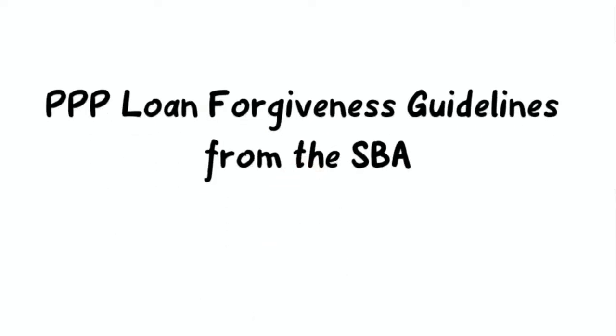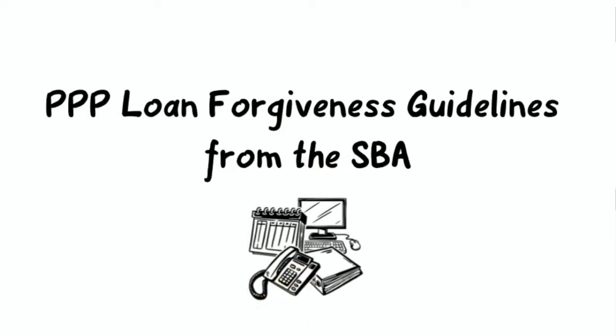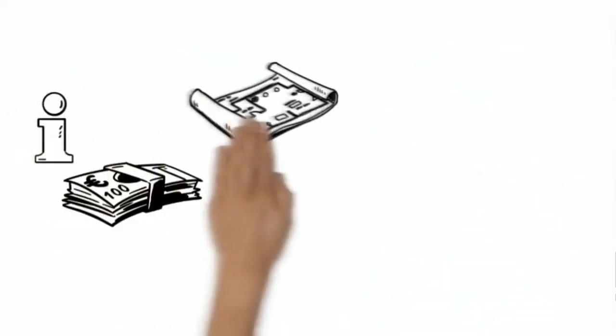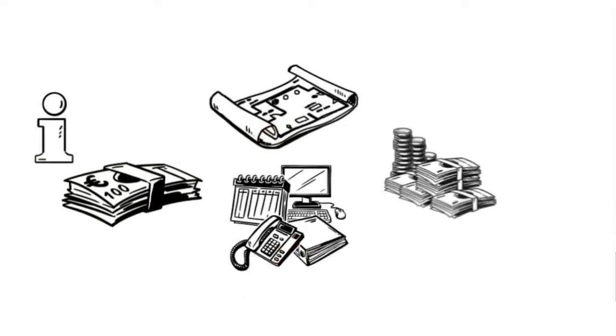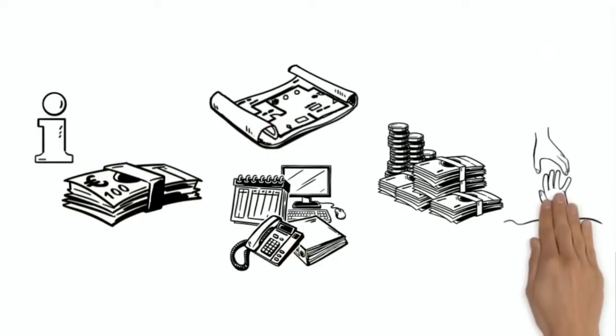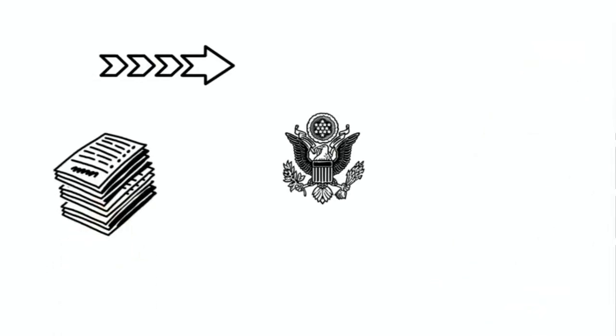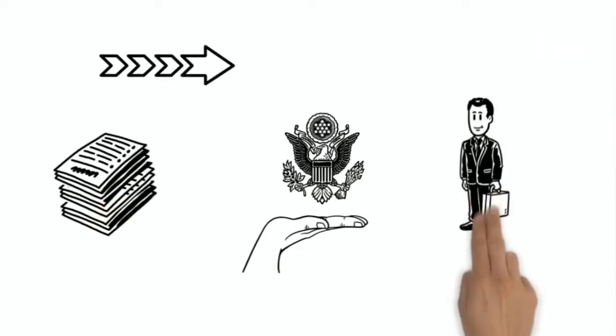PPP Loan Forgiveness Guidelines from the SBA. The details of PPP loan forgiveness were vaguely outlined in the CARES Act, but the SBA and the Department of the Treasury issued guidelines that provided much-needed clarification on how that process would work. These guidelines were further altered by Congress based on feedback from many business owners.